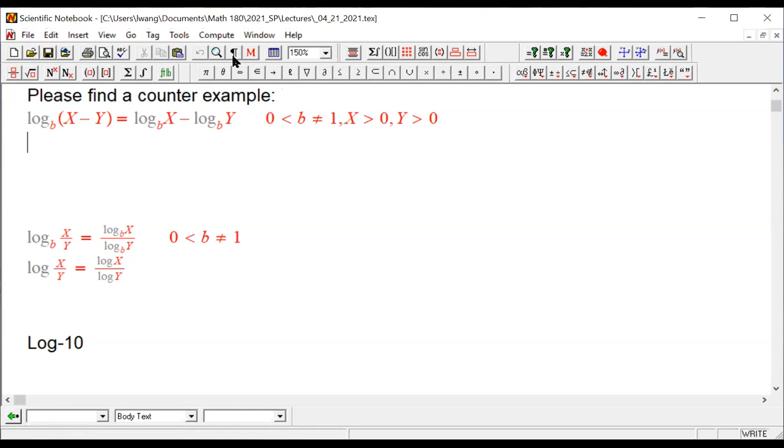You need to specify the B. You need to specify the X. I mean, you need to specify the Y. You also have to guarantee X minus Y is larger than 0, otherwise it's going to fall out of the domain. So that's the other thing you need to be careful about. You need to guarantee this is larger than 0 as well.